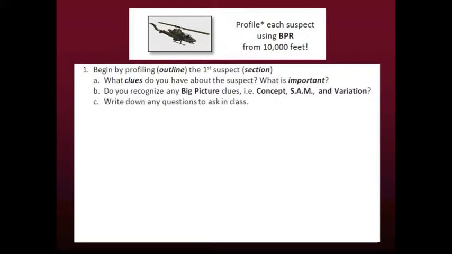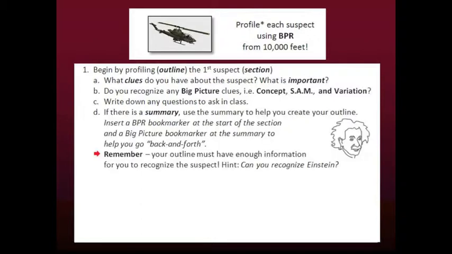Don't understand some clues? No problem. Write down any questions to ask in class. If there is a section summary, use the summary to help you create your outline. The summary will include important facts to know about your suspect. Here's a tip. Insert a BPR bookmarker at the start of the section and a big picture bookmarker at the summary to help you go back and forth.